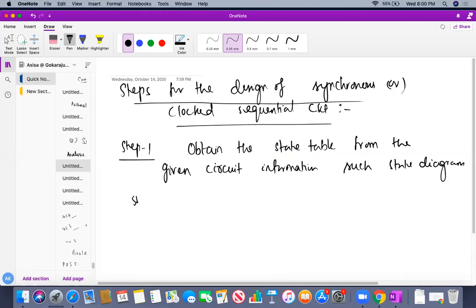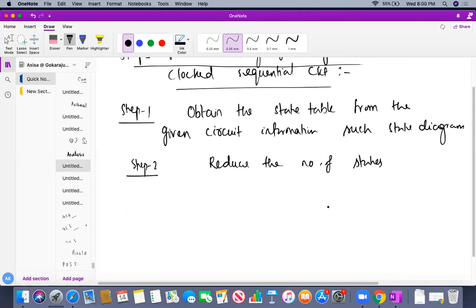Okay. Next, step two. Step two is what? Reduce the number of states. Okay. Why? If the number of states is more, then the number of flip-flops required to design the sequential circuit is more. What is the relationship? I'll tell you, don't worry. So reduce the number of states if possible by using the state reduction technique. I will discuss all these things.